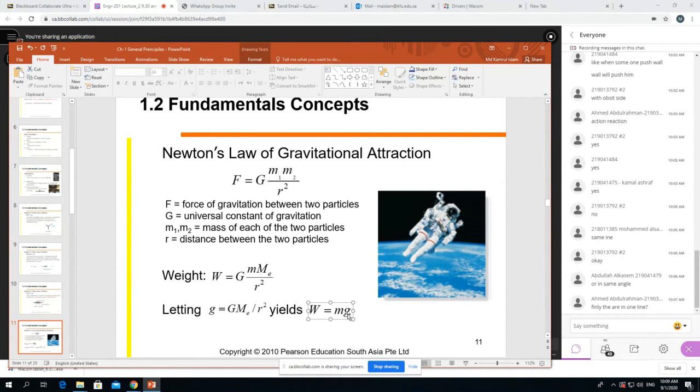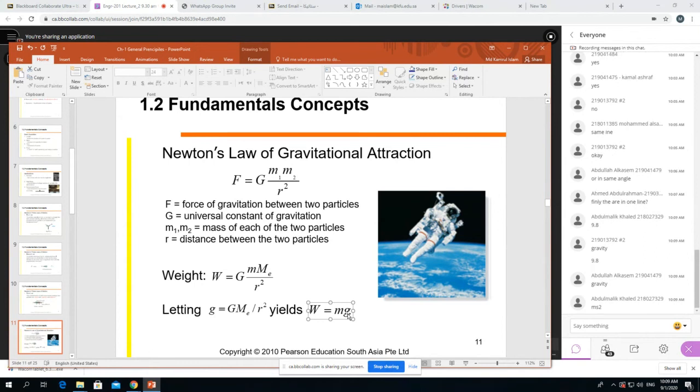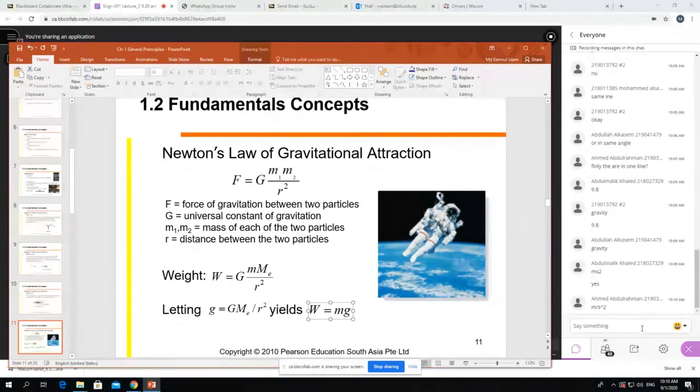Here g, what is the name of the small g? Gravity. Yes, 9.8. What is the unit? Meter per second square. Abdul Rahman has written correctly, meter per second square.